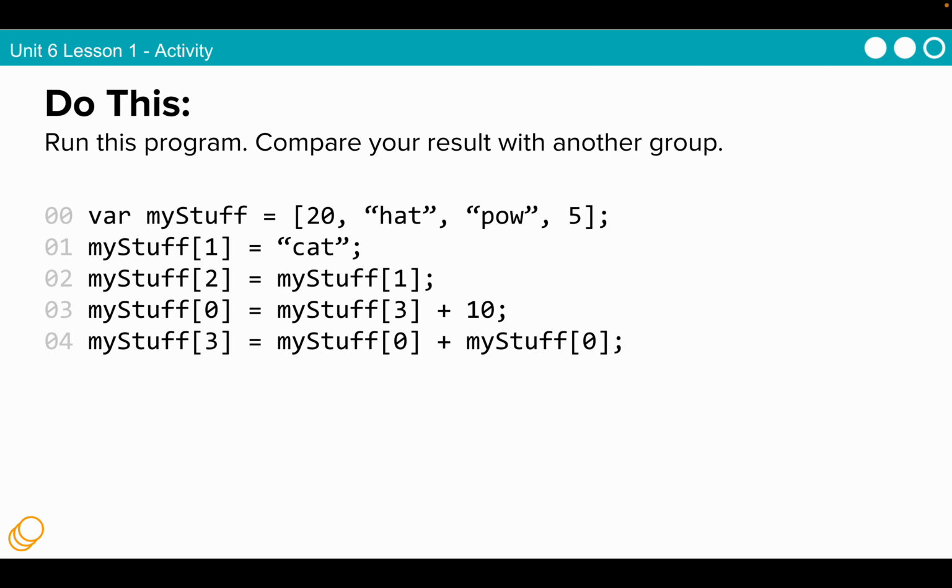It helped me a lot to write down what my list would be at the end after each line ran. So for example, if this is the list I'm starting with and I'm replacing what's in spot 1, index 1, so 0, 1, I'm replacing the word hat with the word cat, I would write down 20, cat, pow, 5. That helped me keep it in order for each line. So pause the video here so you can do that.